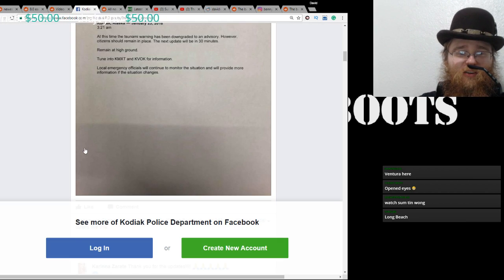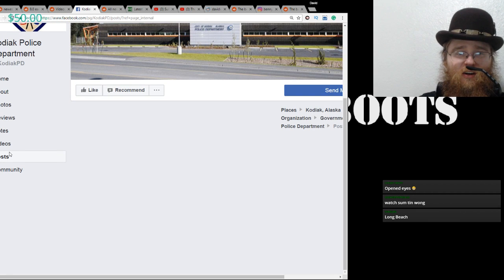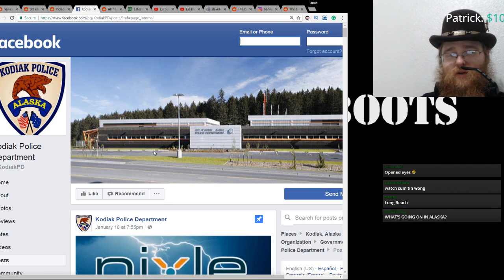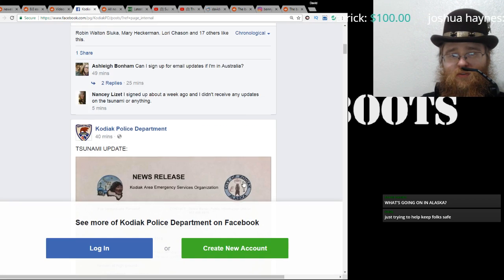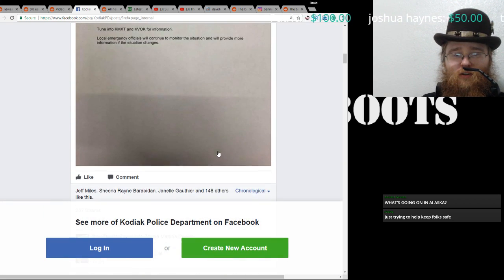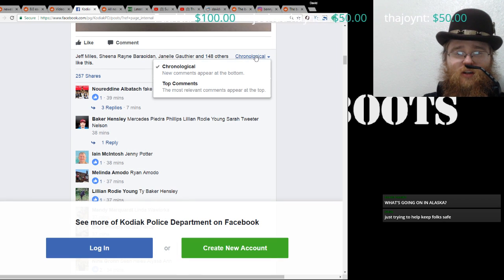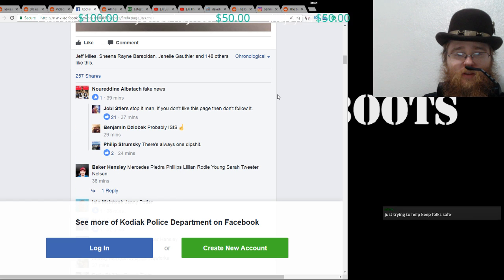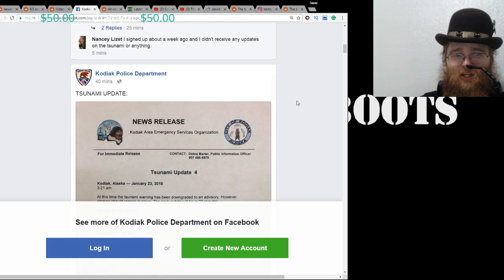Let's see here. Does Kodiak have a new update for us? Hit the post here, and then wait for that stupid pop-up to show up. I'll probably need to scroll for that. No, it doesn't look like they got a new post for us. Anything in the comments here? Chronological. Newest comments. Someone actually called this fake news. Fake news!